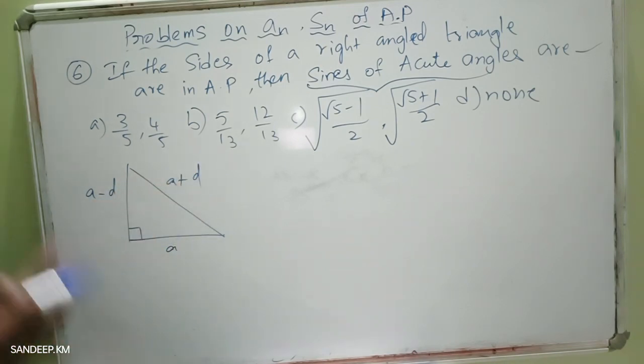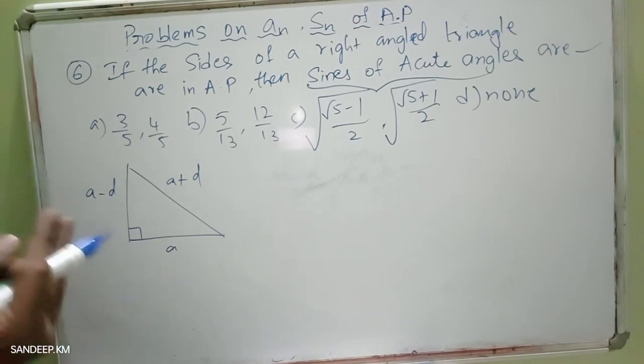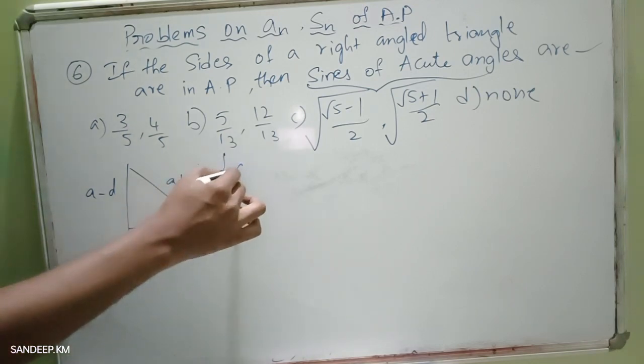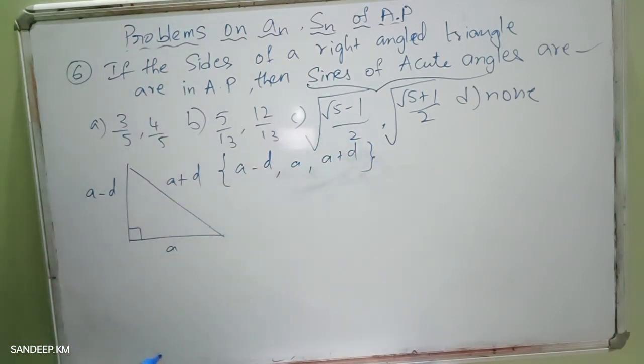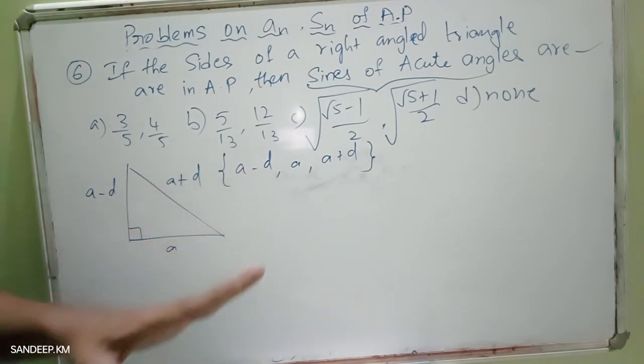So generally, if three sides are in AP or if three terms are in AP, we will consider them as A minus D, A and A plus D. Where the first term in this case is A minus D and the common difference is D. We will discuss more about this in properties of arithmetic progressions in the next video.